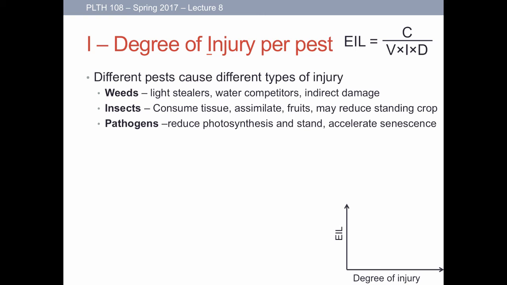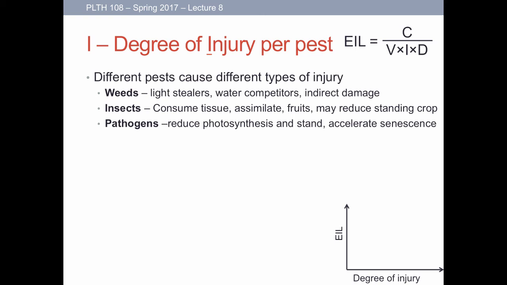All right, so I stands for the degree of injury per pest. Essentially, this is the certain amount of injury that you expect from every single pest that lands on the plant. And this is really just reflective of the fact that different pests cause different types of damage. So when you're working with something like weeds, weeds are light stealers, they compete for water, they cause lots of indirect damage. Weeds can stunt your plants and generally be a nuisance, but you're not typically going to see a huge loss of crop from having some slight weed problems.